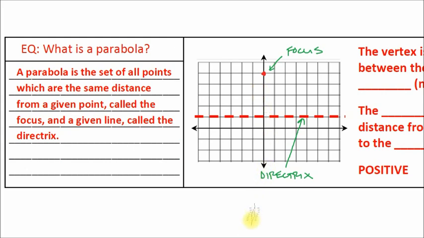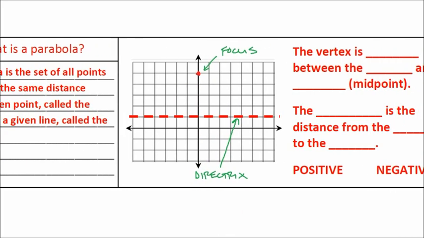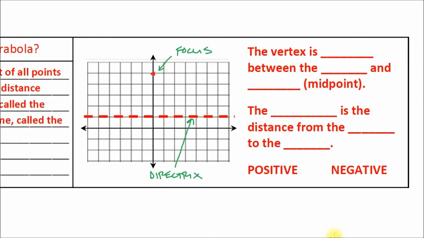Let's go ahead and fill something out here to the right side of our graph, and that is this text. The vertex is exactly between the focus and directrix. So go ahead and write that in, fill in those blank lines with the words I gave you. The vertex is exactly between the focus and the directrix. You could call that the midpoint. It's right in between the focus and directrix.